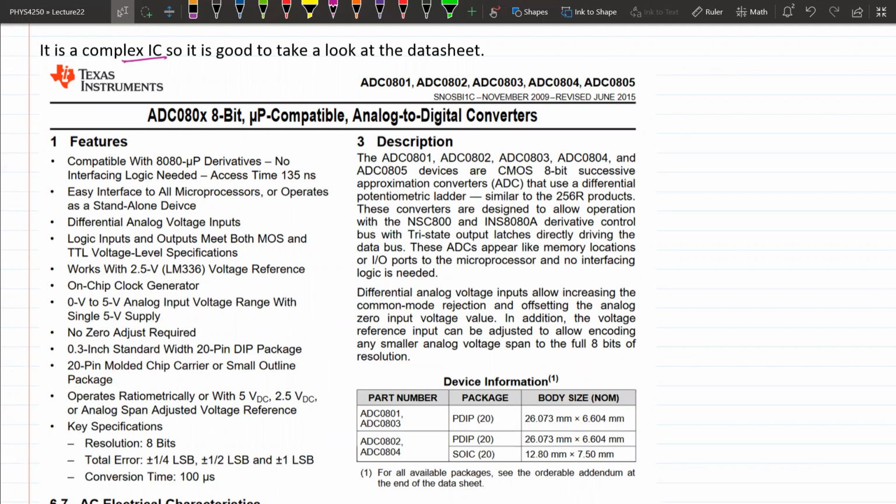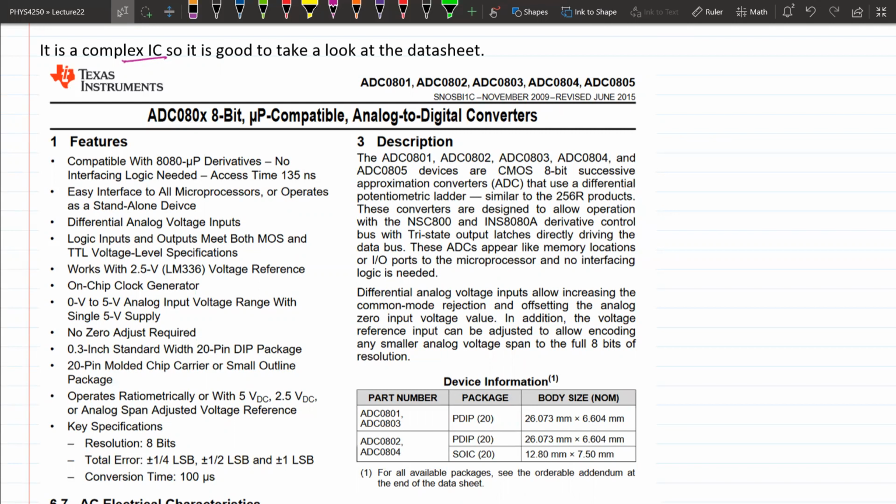So this is the data sheet for ADC080X, and the X here means that it's just unknown. We're using the 805. You could buy the 804, 803, 802, 801. I think those are just the previous generations of it. The higher the number, the newer it is. And it's an analog to digital converter. I don't actually know what micro P means. But there are all the different specifications for it.